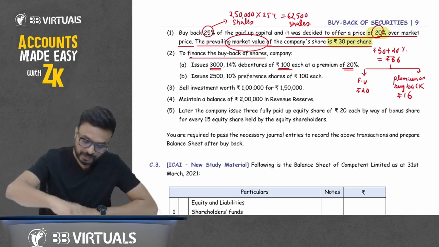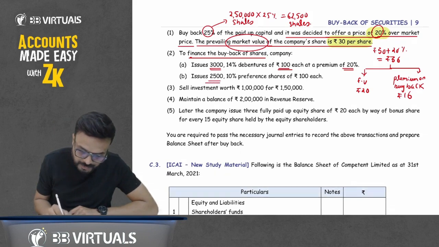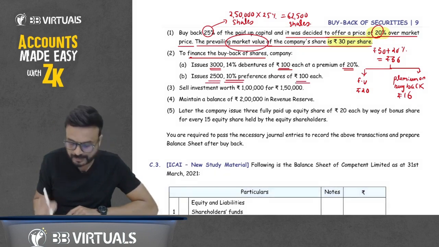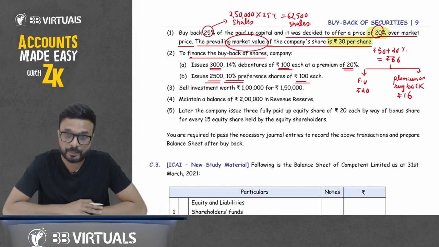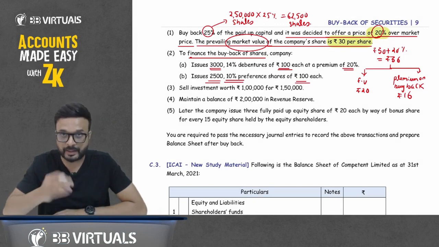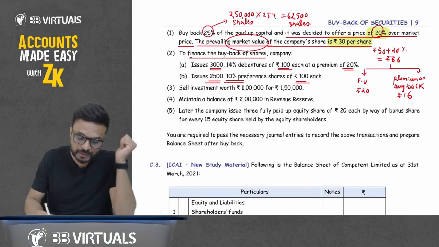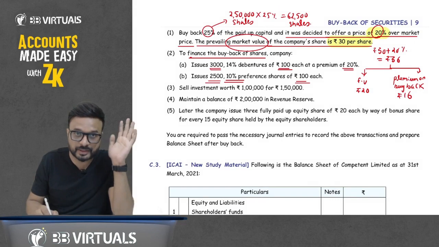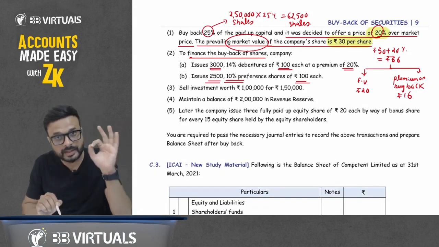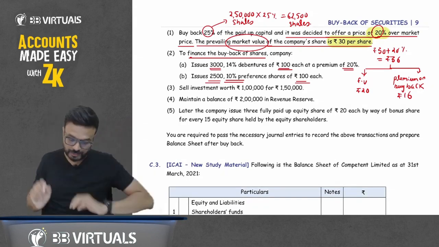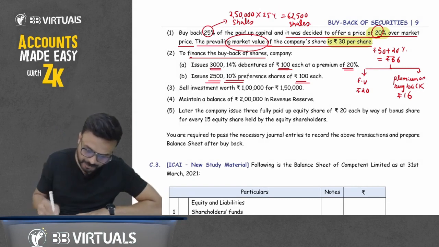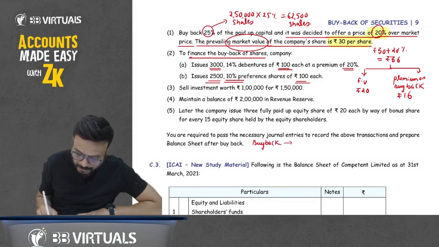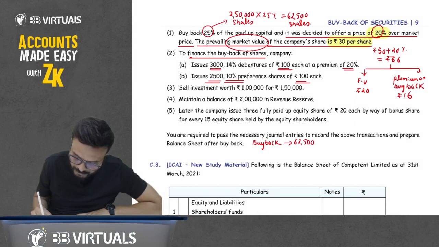Now they are issuing 2500 10% preferential shares of rupees 100 each. So they are also issuing preferential shares in the market. Now understand this point. When you do buyback, you are doing buyback of 62,500 shares. You know that we always record capital at face value. So at the time of buyback, I am talking about face value.